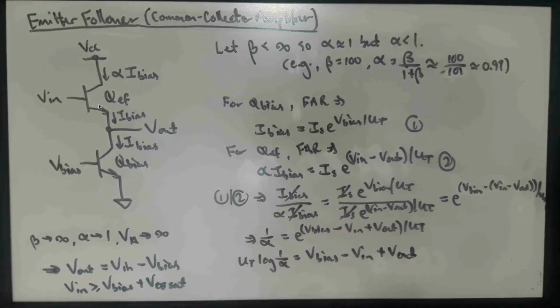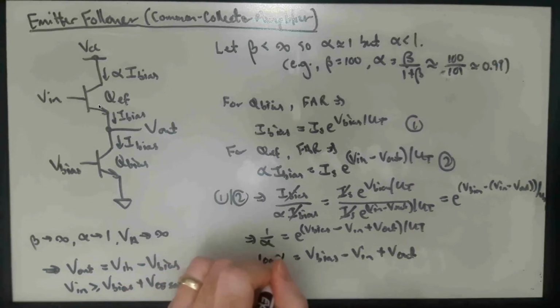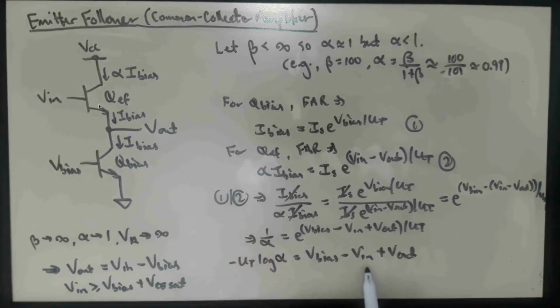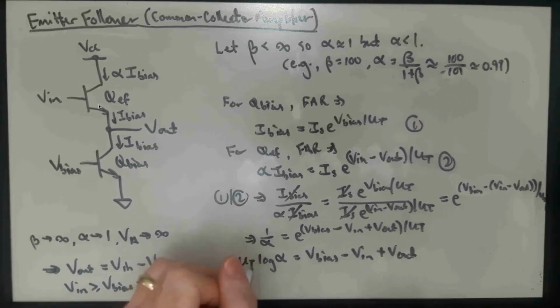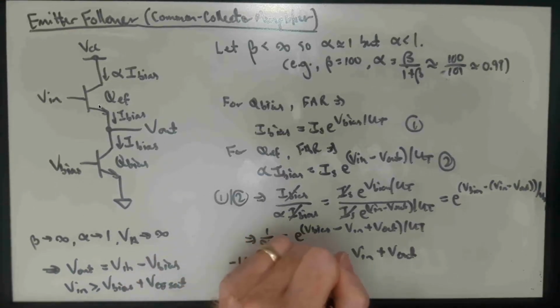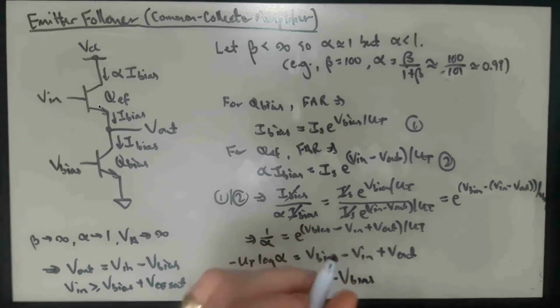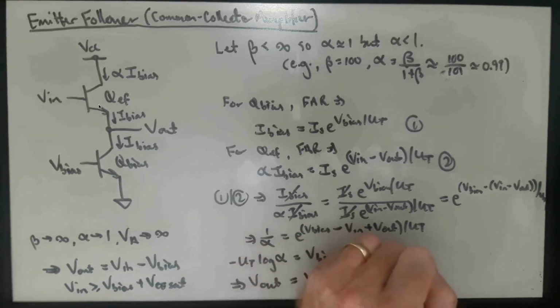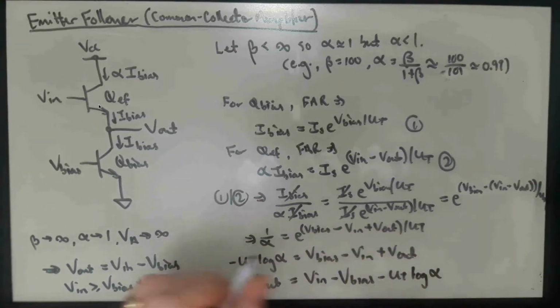And if you like, there's a property of logs that says log of x to the y is y log x. 1 over alpha is just alpha to the minus 1, so we can rewrite this as minus UT log alpha. We can move all the stuff that's not V out to the one side of the equation, and we have V out is equal to V in minus V bias minus UT times the natural log of alpha.